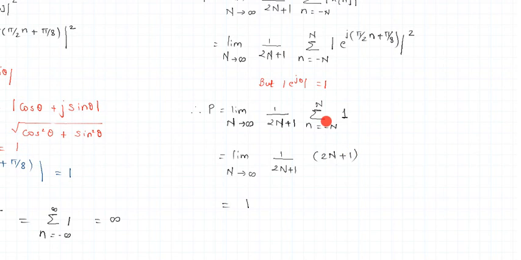You are adding 1 how many times? 2N plus 1 times. So this summation results in 2N plus 1. So these two terms get cancelled, and what remains is simply 1.